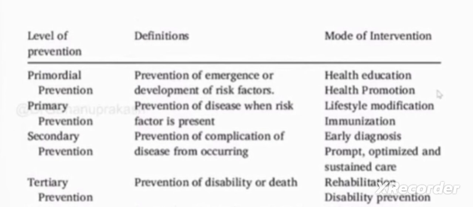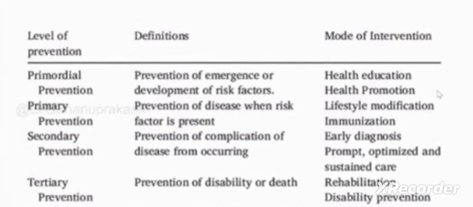That is primary prevention. In primary prevention, prevention of disease when risk factor is present. So in order to prevent the disease, we are advising lifestyle modification. So in that we will say avoid alcohol, avoid smoking, etc. So that is primary prevention.